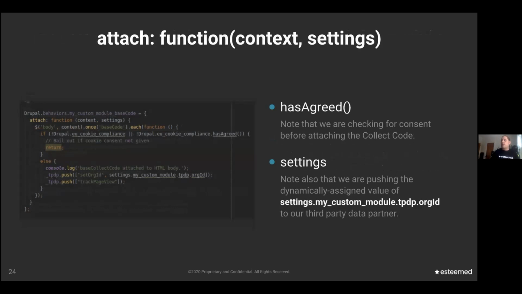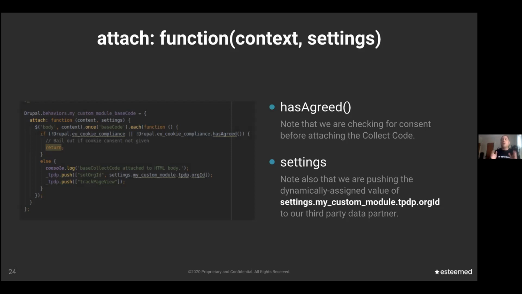Here it is, has agreed. We're going to check for consent before we attach the collect code using the has agreed behavior from the EU cookie compliance module. So first I check if not EU cookie compliance, which it's not installed, right? Or not EU cookie compliance has agreed, then I just bail out. I just return because I'm assuming the cookie consent is not given. All this other JavaScript I'm not going to use. Else, console log base collect code attached to HTML body.